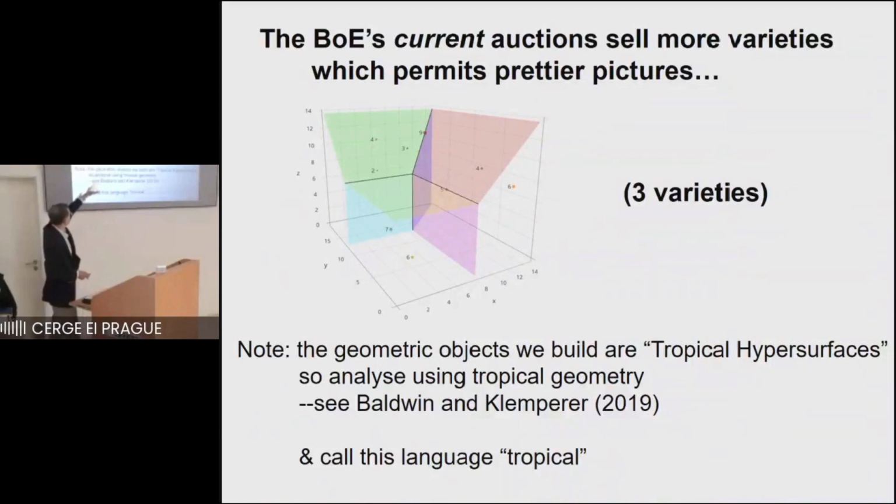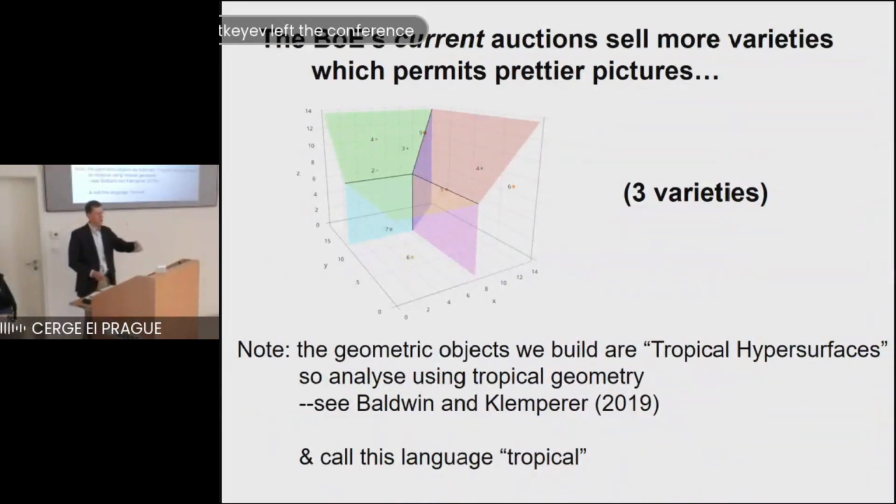These geometric objects, the kind of pictures you get, I mean, this is just a very, very simple example of a single bit. The geometric objects are so-called tropical hyperspaces, and we analyze them using tropical geometry. So that is one style of auction. And the bank's new auctions, they allow more sophisticated preferences from the auctioneer, but actually I'm very sad because they actually are not allowing the bidders to do as much.